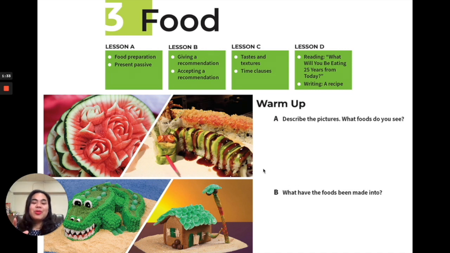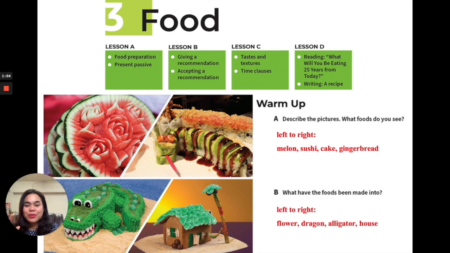Okay, so let's see. What foods do you see? What do you think of this one? A kind of fruit, right? And this one, a kind of Japanese food. But what, like the appearance is quite interesting, okay? See here, another one, and then the last one here.